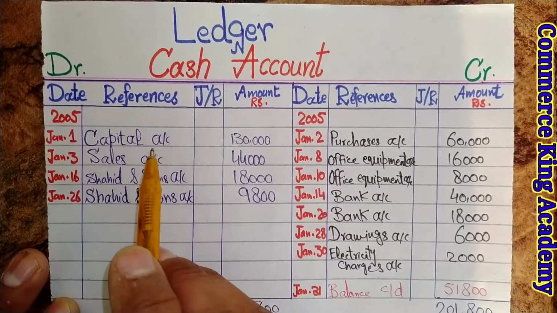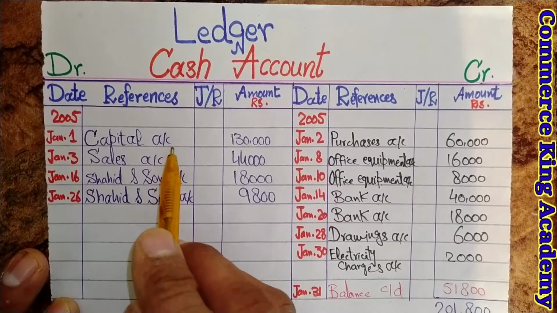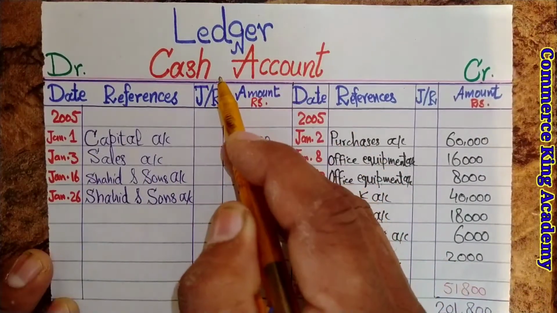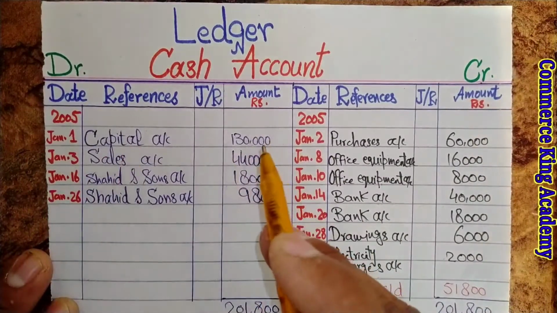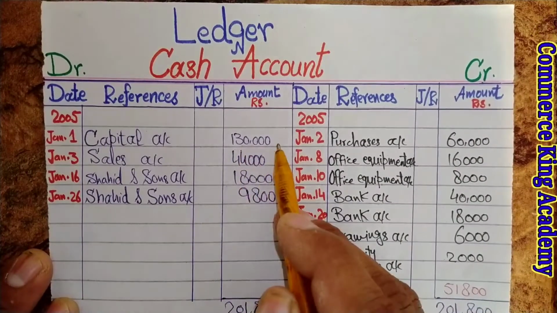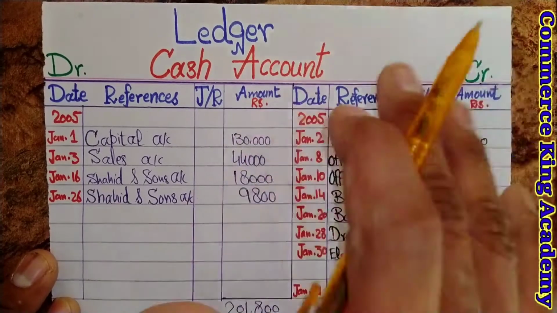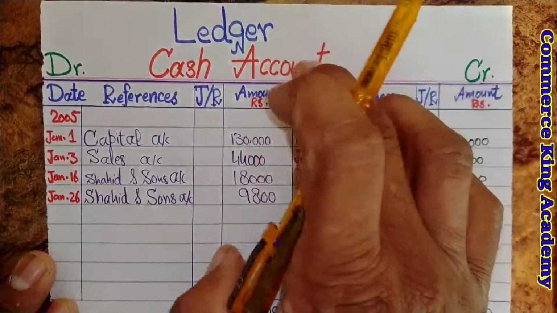We will write here the opposite account name, which is capital account. So Jan 1st, cash account debit by capital account, amounted 130,000 rupees. The first entry of the cash account is completed here in the ledger account.